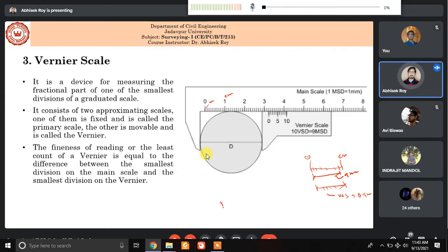Now, what is the least count of any vernier scale? Well, vernier and main scale will be there. That will be simple. The minimum division of a main scale minus the minimum division of a vernier scale. So the minimum division of a main scale is how much? 1 millimeter. And the minimum division of a vernier scale is how much? 0.9 millimeter. So ultimately, the least count of this instrument is 0.1 millimeter. So you can measure up to a fine degree of 0.1 millimeter with the help of vernier scale.